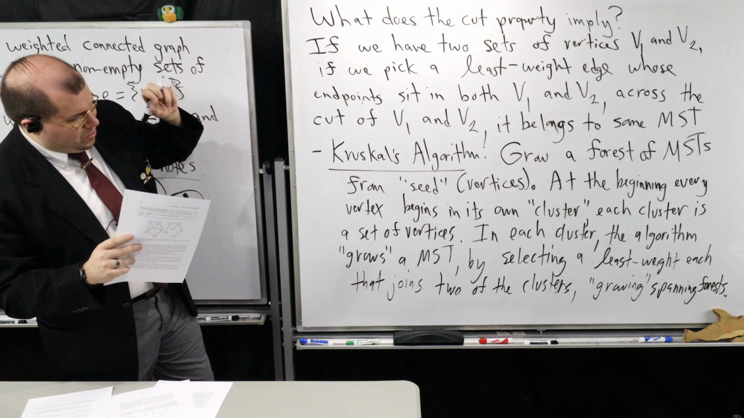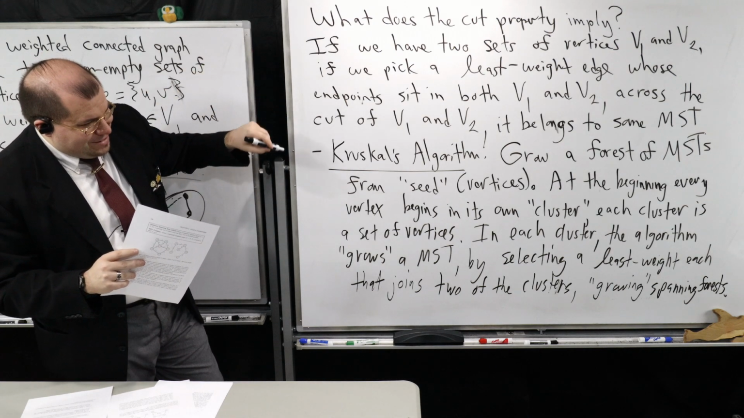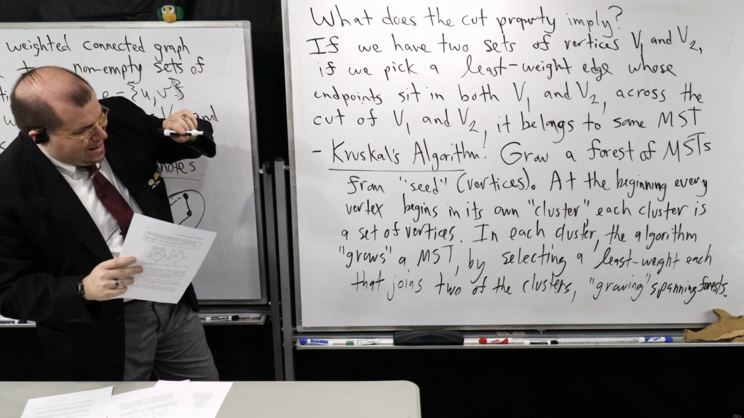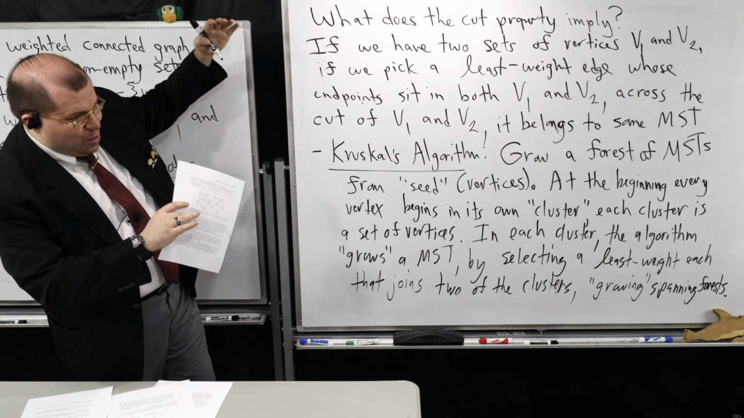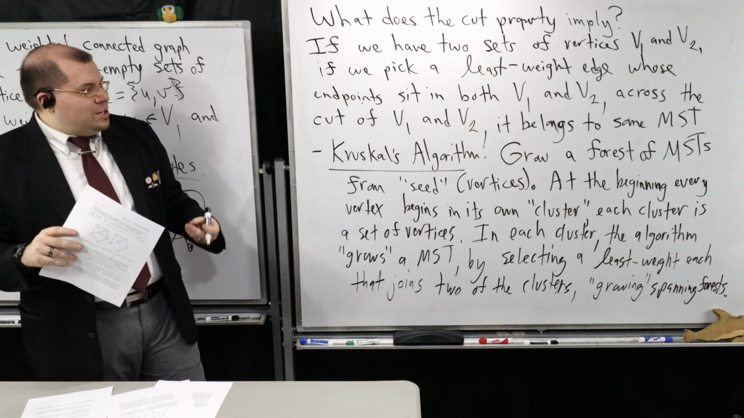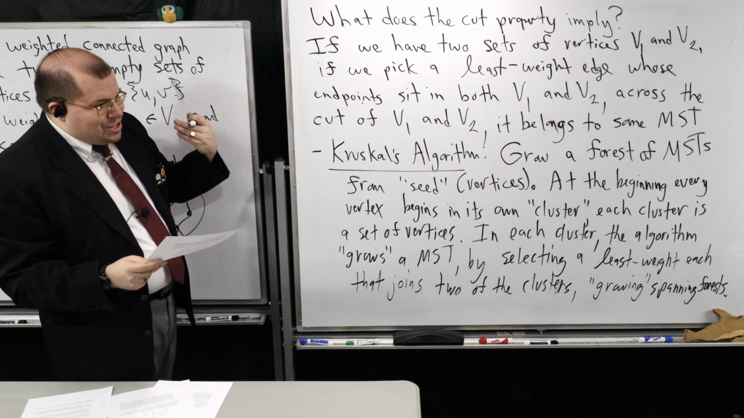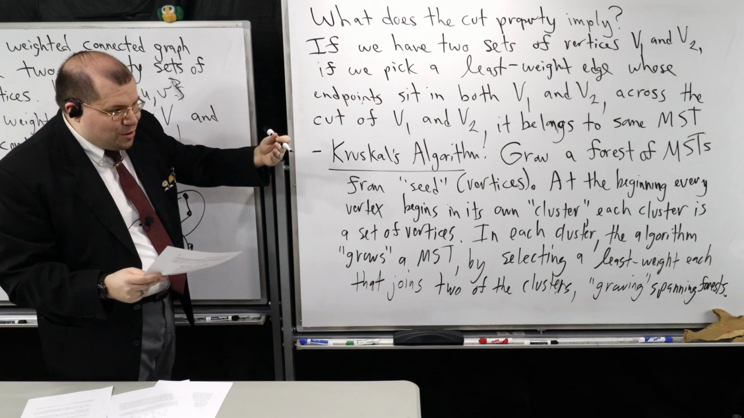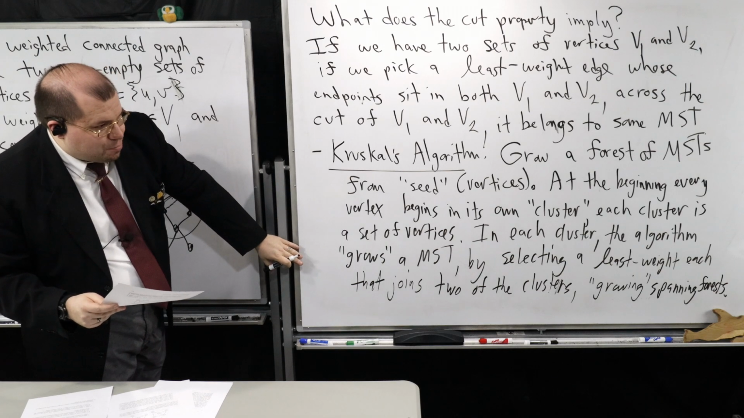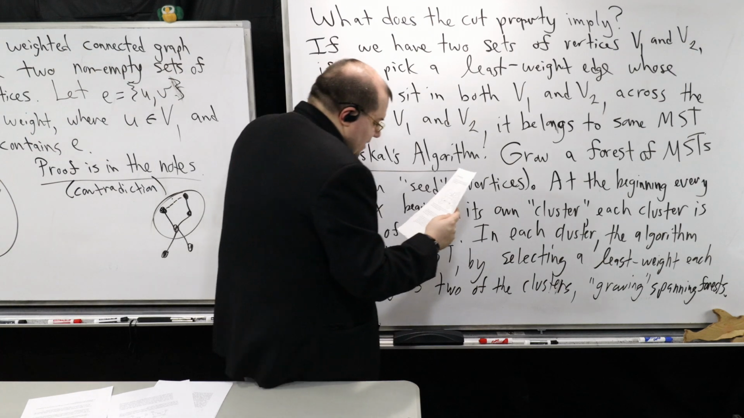Meaning the whole idea is I imagine each one's in its own little bubble. So I have a whole bunch of sets of vertices, each in their own bubble, and I select an edge that's going to join those two clusters and merge them together. And the whole idea is I always pick a least weight edge. So the way Kruskal does this is you sort the edges from smallest to largest by their weights, and you go through this process that I've just described here.